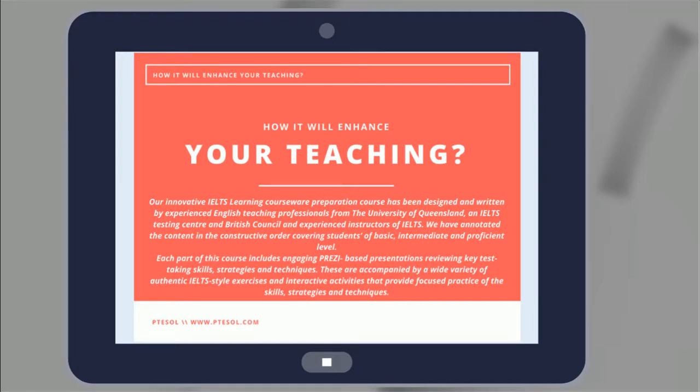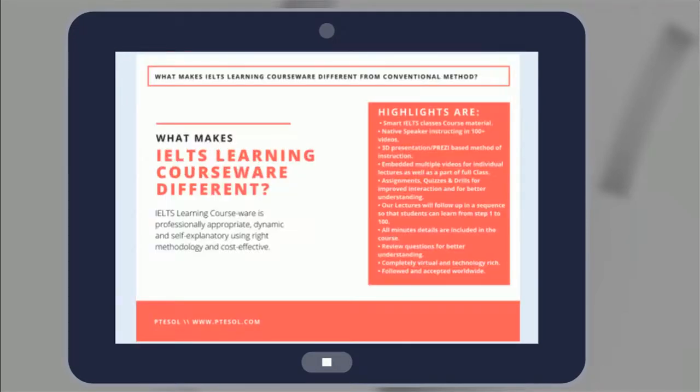Each part of this course includes engaging prezi-based presentations reviewing key test-taking skills, strategies and techniques. These are accompanied by a wide variety of authentic IELTS-style exercises and interactive activities that provide focused practice of the skills, strategies and techniques. What makes IELTS Learning Courseware different from conventional method?